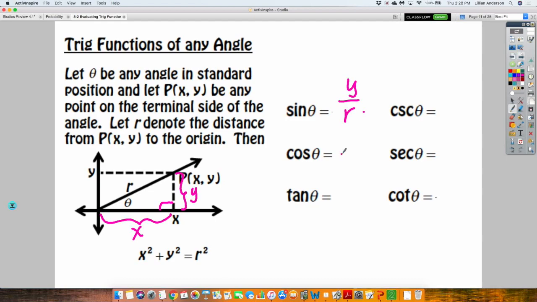Cosine would be, what do you think? X over R. That adjacent side, X, over the hypotenuse, which is R. And tangent would be what? Y over X. Technically, that opposite side of that angle, which is Y, over the adjacent, which is X. Cosecant, secant, and cotangent are the reciprocals, which means we need to do what to each one of these? Flip them. So cosecant is going to be R over Y, secant, R over X, and cotangent, X over Y.